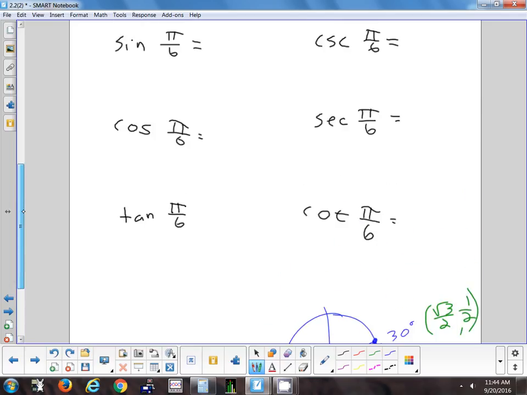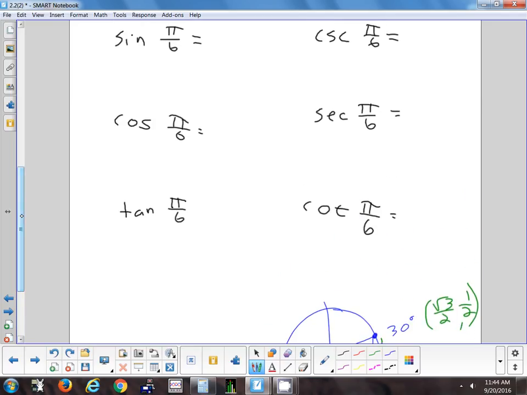All right, so now let's see if we can find our trig functions. How about Jared? What would the sine be? Yep, it's the y value, which is 1/2. John, how about my cosine? It'll be the x value, which is square root of 3 over 2. Yep, square root of 3 over 2.